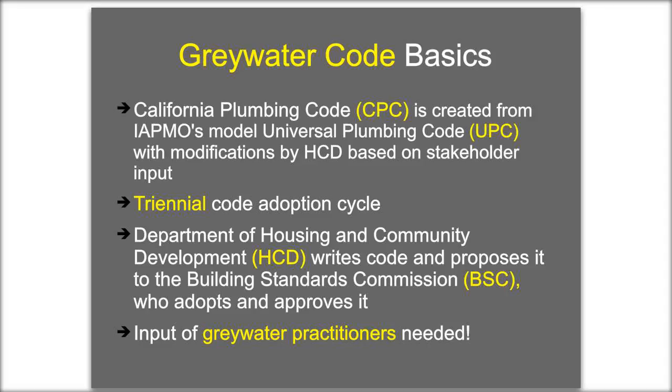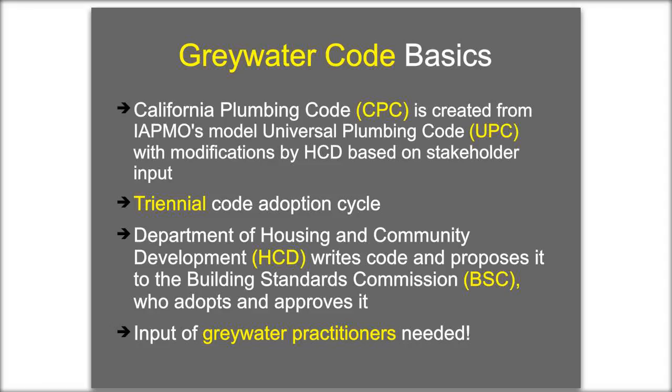HCD is the Department of Housing and Community Development, and they modify it every 3 years based on stakeholder input as well as their input. California uses a triennial code adoption cycle, so every 3 years the code is revised and adopted, and there is an interim cycle where some small modifications are made. But in general, every 3 years is when the new code comes out.